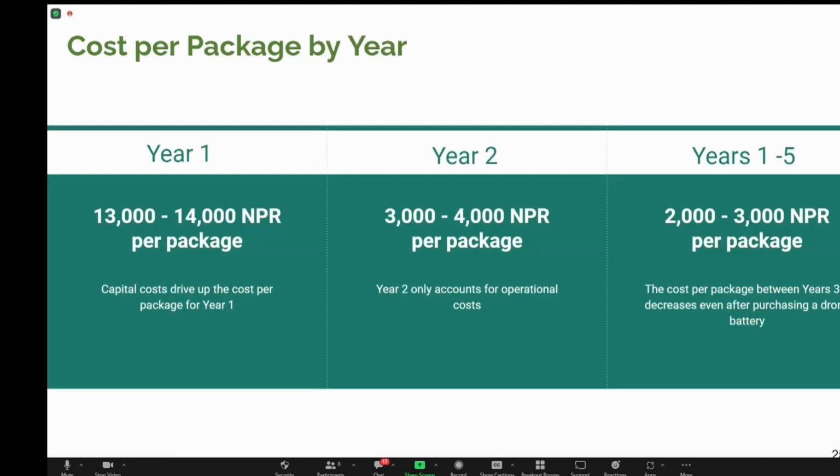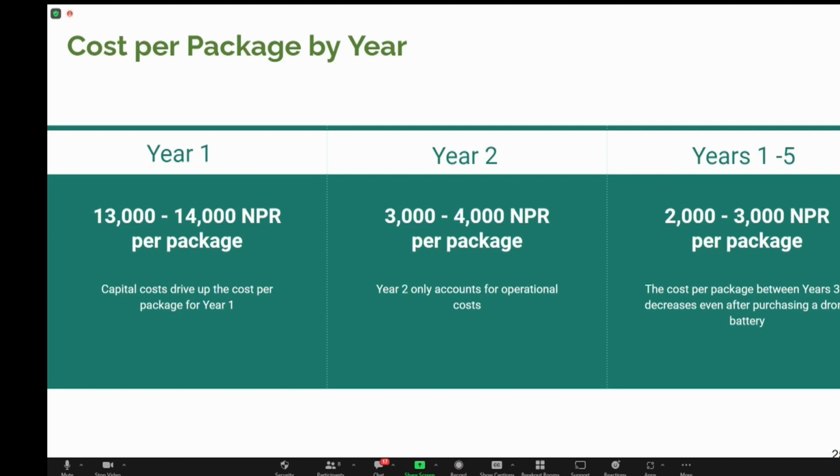Then when we actually look at it year by year, we calculated the year one and year two costs separately, because we also wanted to see if there will be a profit for private companies if they are part of this partnership. So in year one, because capital costs drive up the total cost, it will be about 13 to 14,000 NPR per package. So even if one drone is delivering to 2 facilities, so it's delivering 2 packages in a day, it will be 13 to 14,000 for that one delivery to one facility.